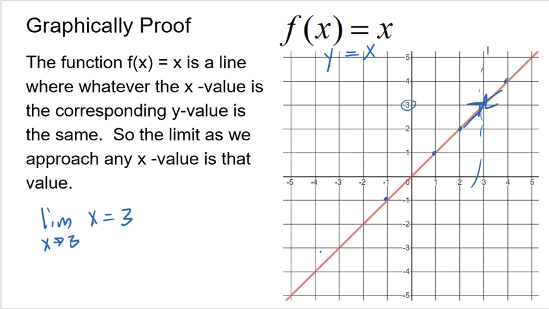So no matter what value I ask you to approach, you're approaching that value. So again, if we approach -2, well, the left side of -2, the right side of -2, they come together at -2. So again, no matter what you're approaching, that's your answer.